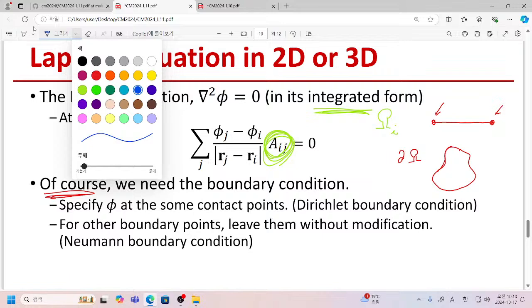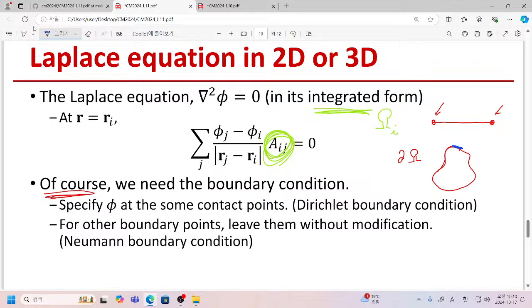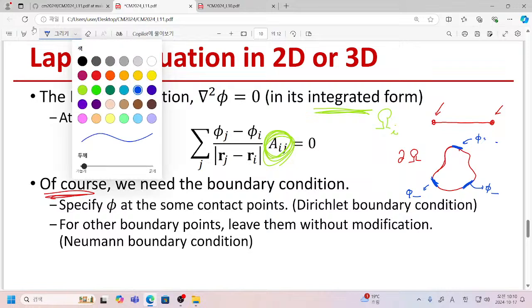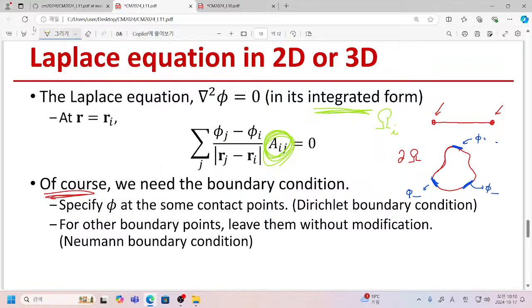Instead of that, we introduce a concept of contact. So on those contact points, we have certain values of our phi value. Phi is something. Phi is something. Also phi is something on those contact points. And of course, we can identify non-contact points. For example, for these, also for these surfaces, we don't have predefined values.